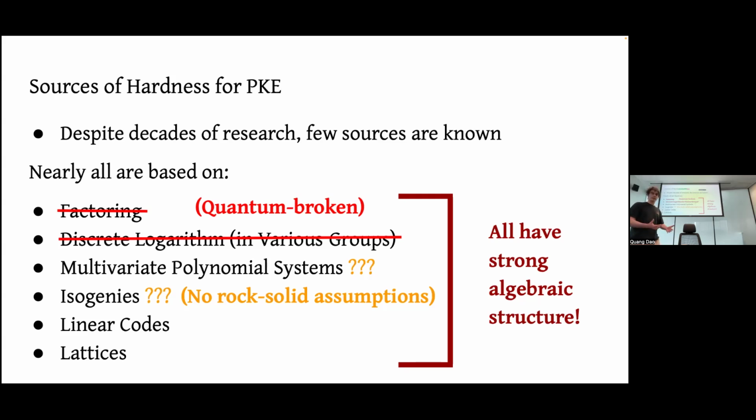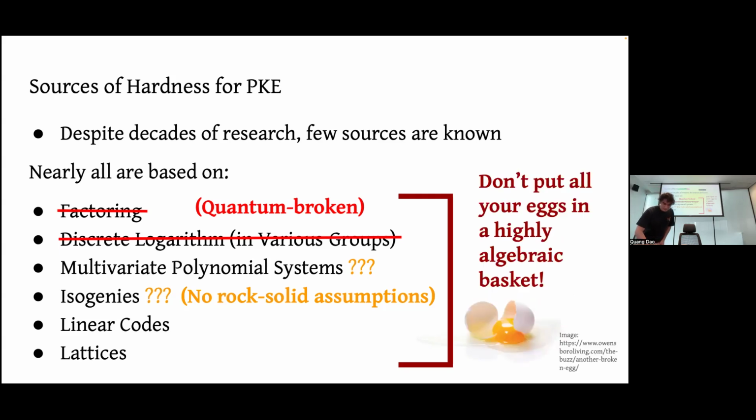So this means that in theory, if we have a major advance in how computers can solve noisy algebraic systems, then some or all of these assumption classes could be broken. And in that case, we wouldn't even have public key encryption. As the saying goes, you don't want to put all of your eggs in a highly algebraic basket.